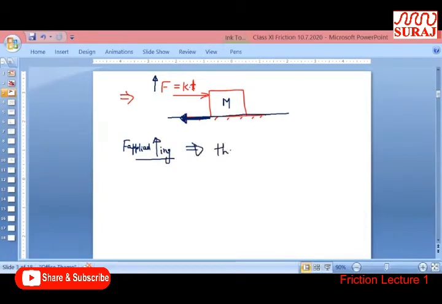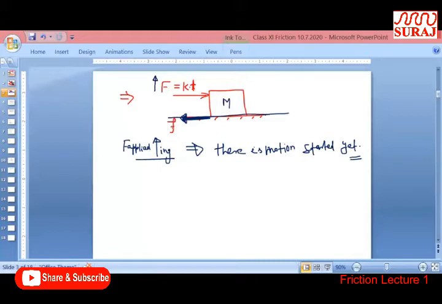Applied force you are increasing, and the result of it, let's suppose there is no motion. No motion of the block has started yet. There is no motion started yet.